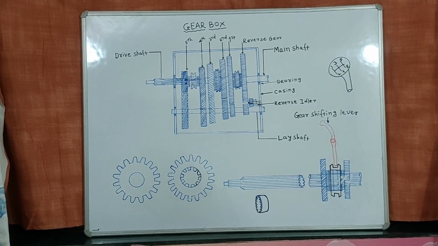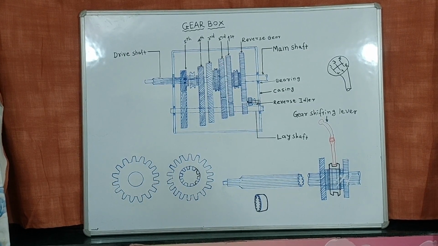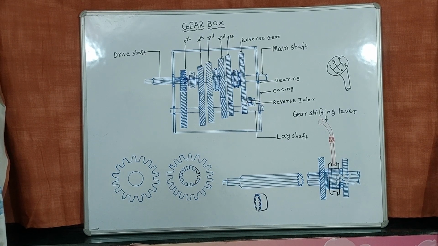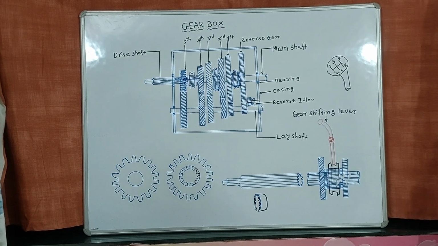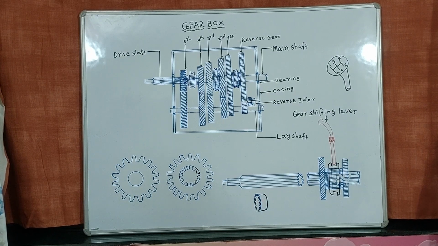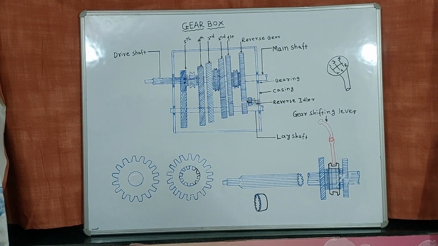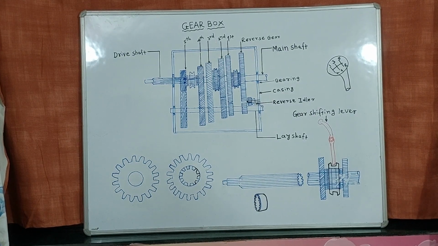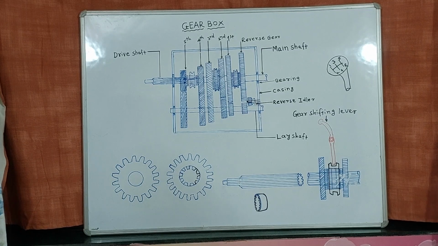Next, upper side, 1, 2, 3, and 4, four gears rotate on the bush. Just you see the bush. Inner side, small splines are designed. Outer side is plain. So just like this type of gear is used here: first gear, second gear, third gear, and fourth gear.